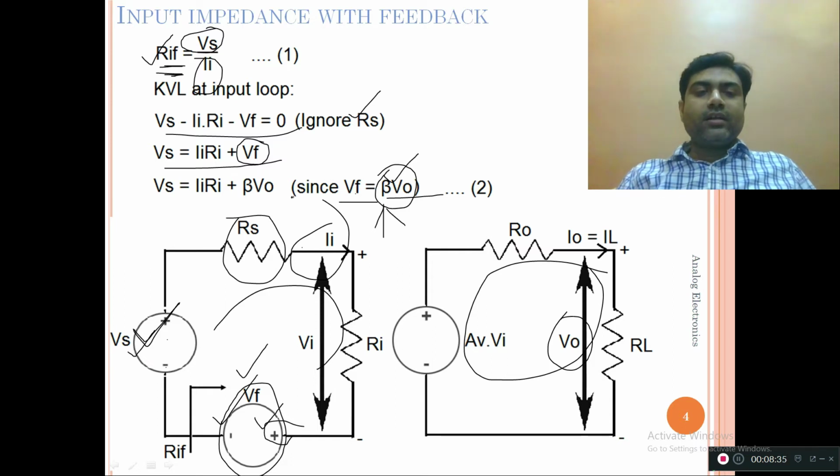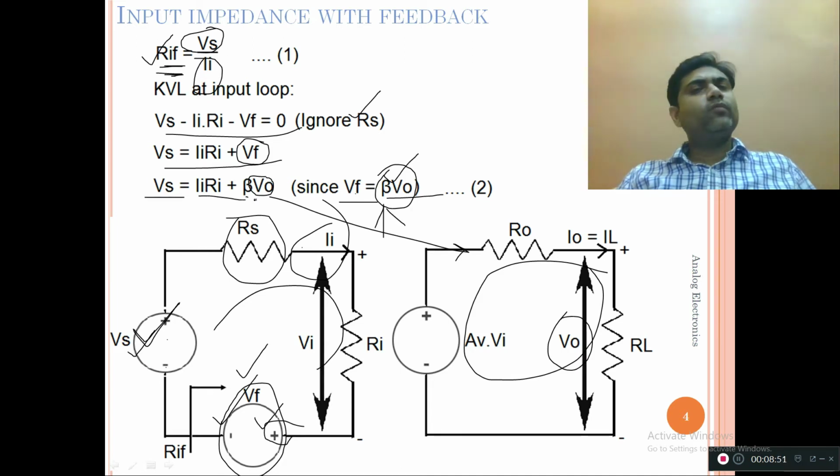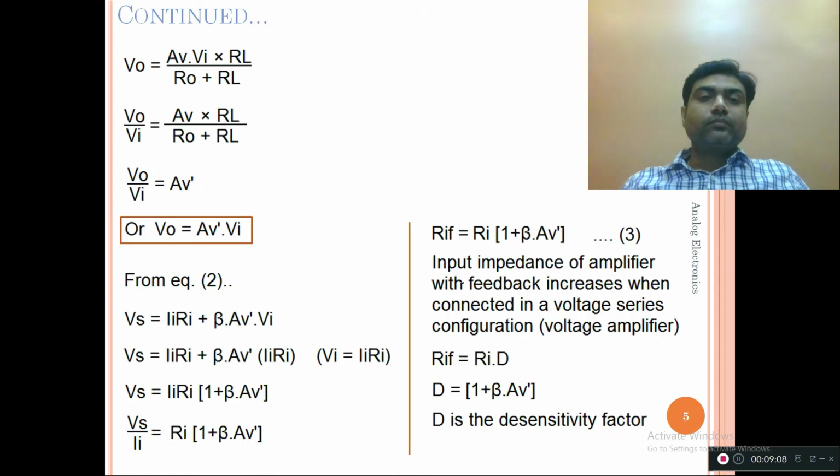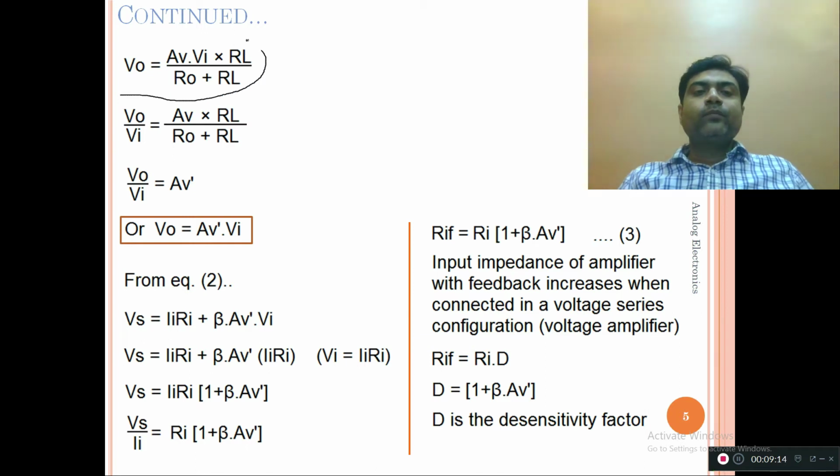And now we are interested to know how we can define this V0. Why are we interested in that? Because this is the only quantity which relates to the output circuitry, because Vs is at the input side, II and Ri are at the input side, and beta is the feedback factor. Only V0 is the element in this equation which comes from the output network. So we should go to the output network and see what kind of relation V0 shares with the input circuitry. Going ahead, V0 is nothing but AV into Vi.